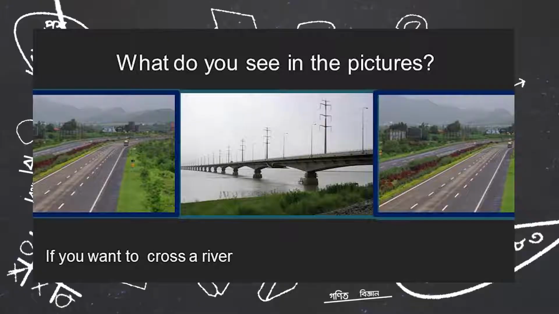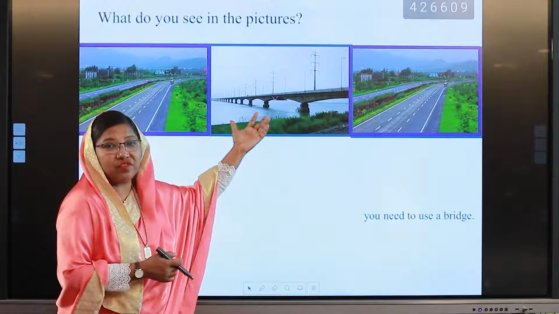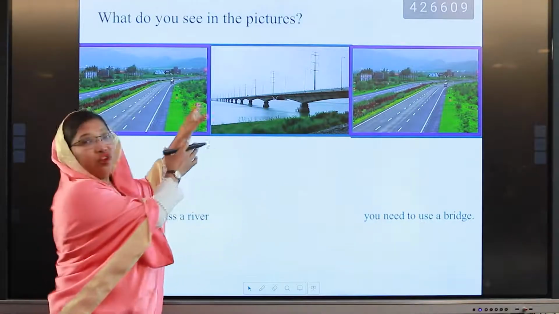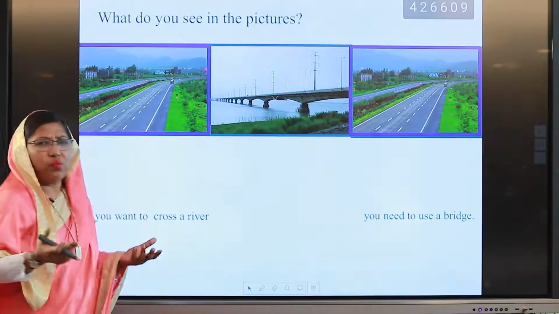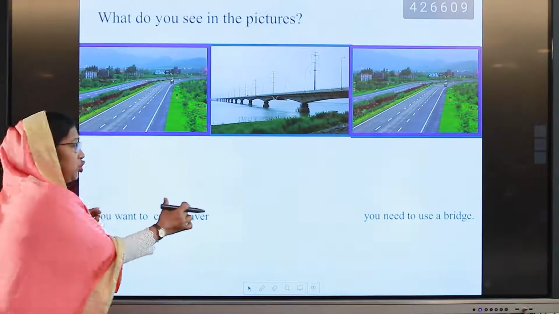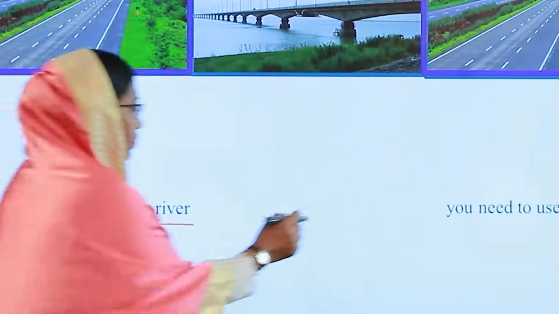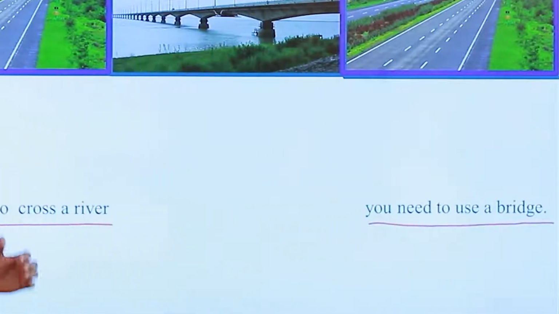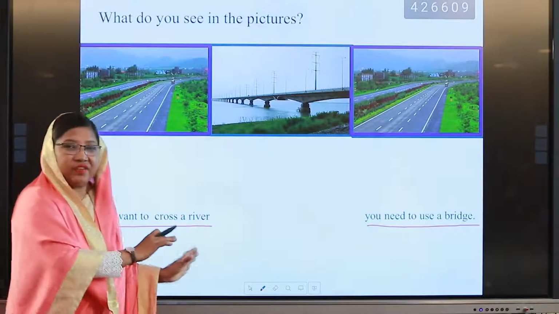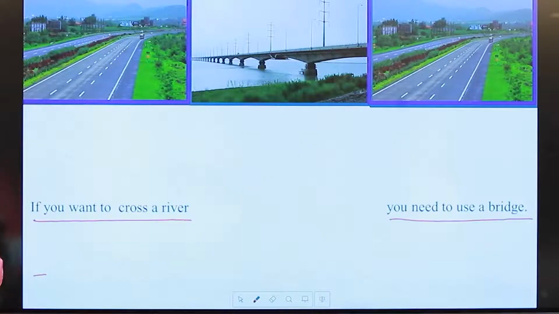Let's see. If you want to cross a river, what do you need? You need to use a bridge, and this is the bridge. You will have to cross the river using this bridge. So, what is the connection between two portions? It's a sentence. It's also a sentence, but here it's a part of a sentence and this one is also part of a sentence. Let's see what happens.